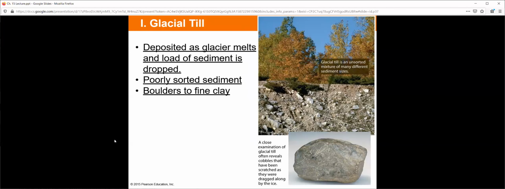Glacial till is shown here as deposits where the glacier melts and a load of sediment is dropped. Very poorly sorted, large boulders down to fine clays, and it's because the glacier doesn't really care where it drops it off. It just kind of drops it. You can know it's glacial till as opposed to something else because you can see, as shown down here in this image below, those scratch marks caused by the turbulence of the glacier. And, if this isn't a river initially or something like that.